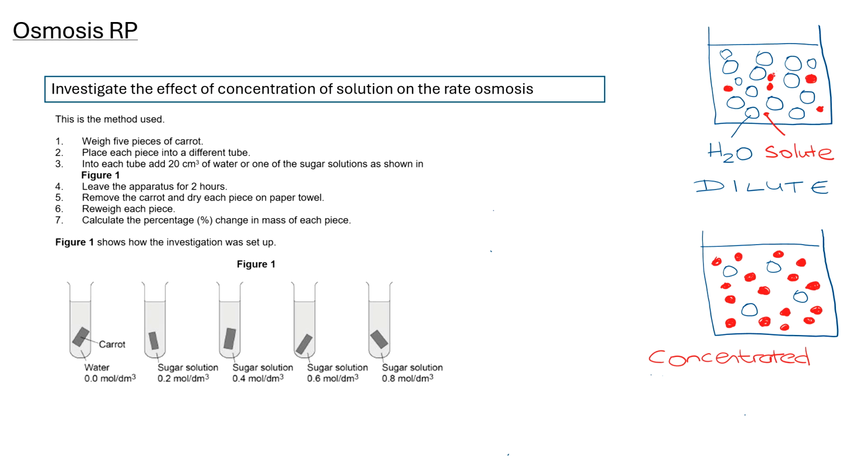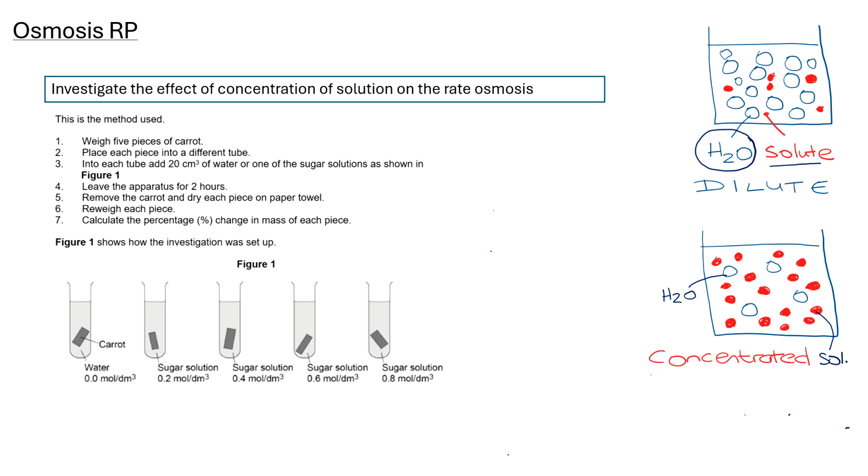Firstly, osmosis is the diffusion of water from a dilute solution to a concentrated solution through a partially permeable membrane. A dilute solution is one where you have a high concentration of water molecules compared to a low concentration of dissolved solute. That could be salt or sugar. A concentrated solution is the opposite. This is where you have a low concentration of water molecules compared to the concentration of solute.